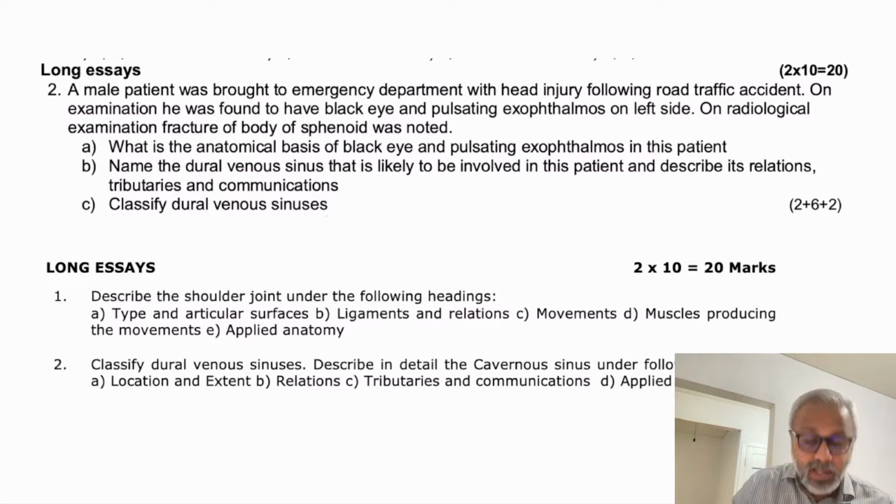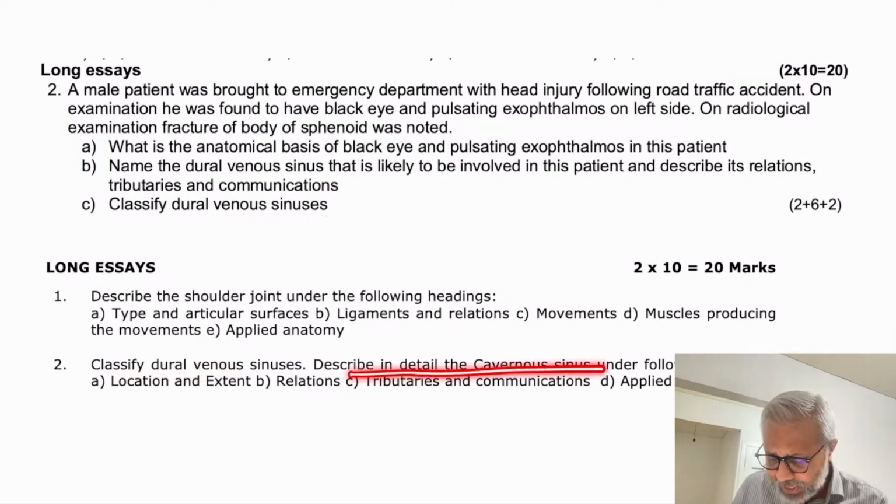Now, we are not discussing upper limb questions, but in one of the universities, the question was direct. The previous one was a case-based question, but in one more university, one of the largest universities in the country, the question was pretty direct: classify dural venous sinuses, then describe in detail the cavernous sinus under the following headings. Where is it located and what is the extent? What are the relations? What about the tributaries? And what about the applied anatomy?